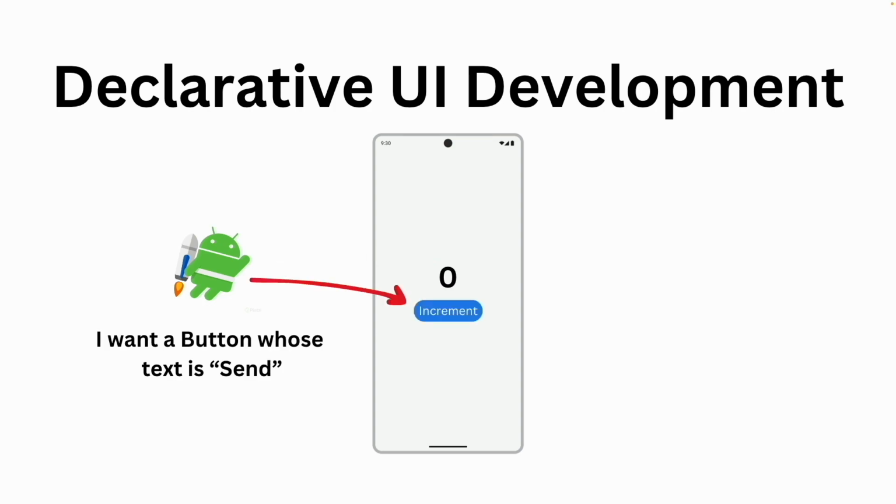And if you decide to update or increment this number when the button is clicked, then Compose would also increment that number for you. So the developer does not need to update the view manually. Compose would update it for us. This is a simple illustration describing how declarative UI works. Now to dive deeper, let's go to Android Studio.